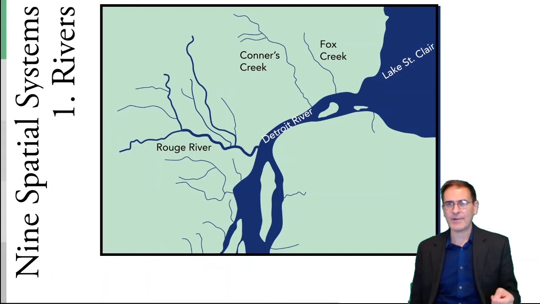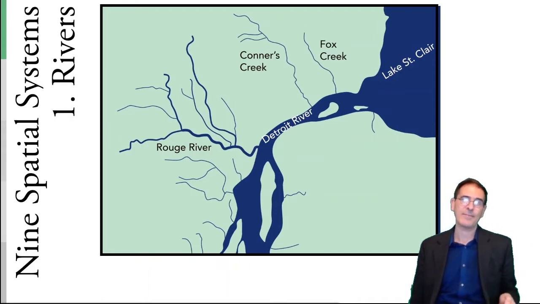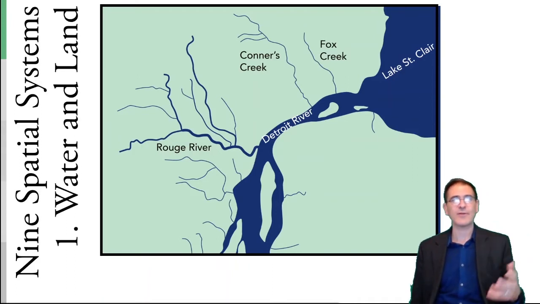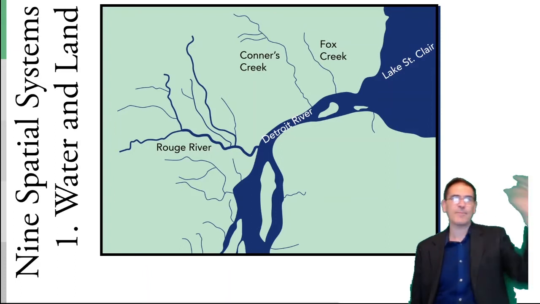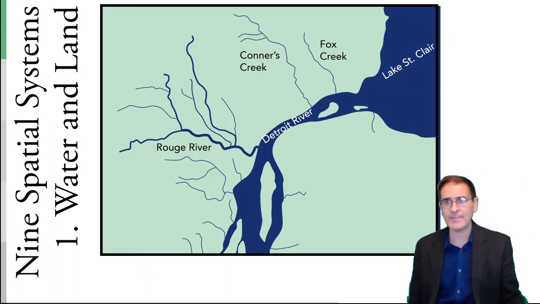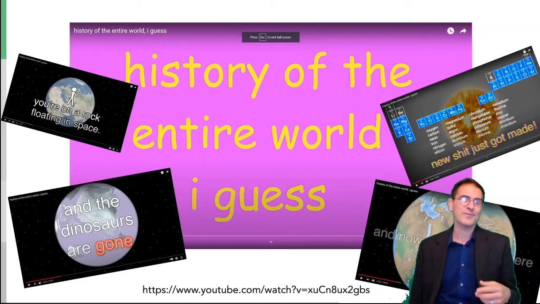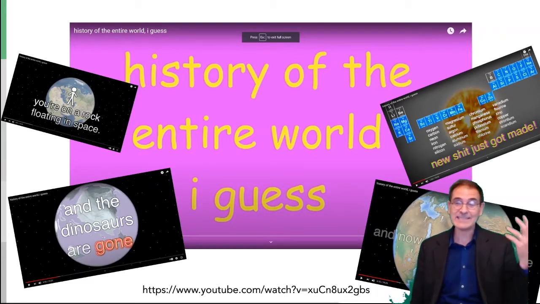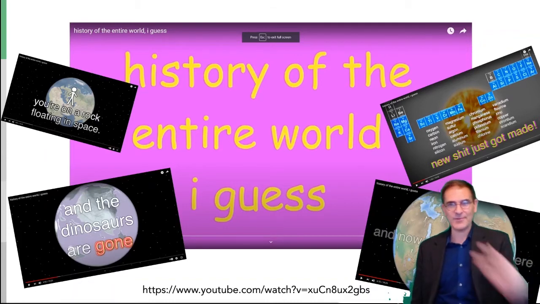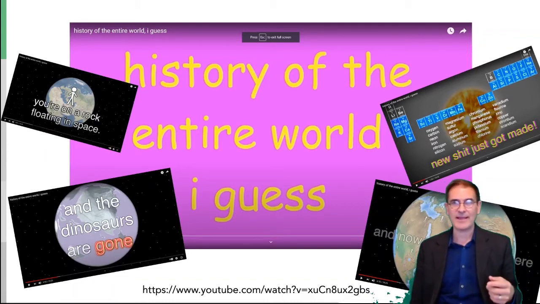And so I want to take Beckering and Liu, and take a step back from them a little bit. I want to talk more broadly about the question of water and land in the bigger picture. Now, if you're looking for the really big picture, I can't recommend anything better than a wonderful YouTube presentation called The History of the Entire World, I guess. If you've seen it already, you know what I'm talking about. If you haven't, you can go and take a look at it.